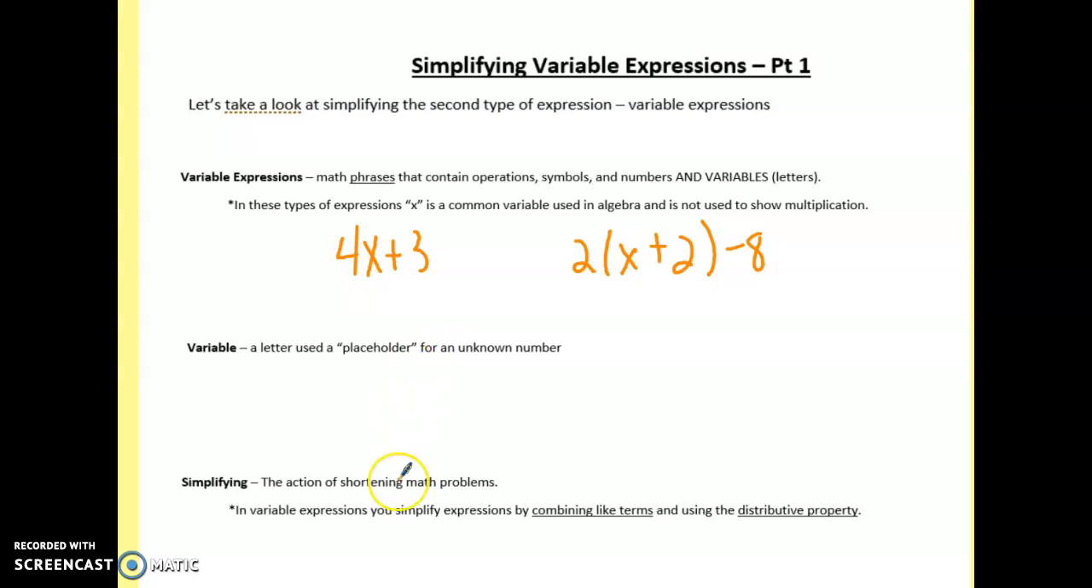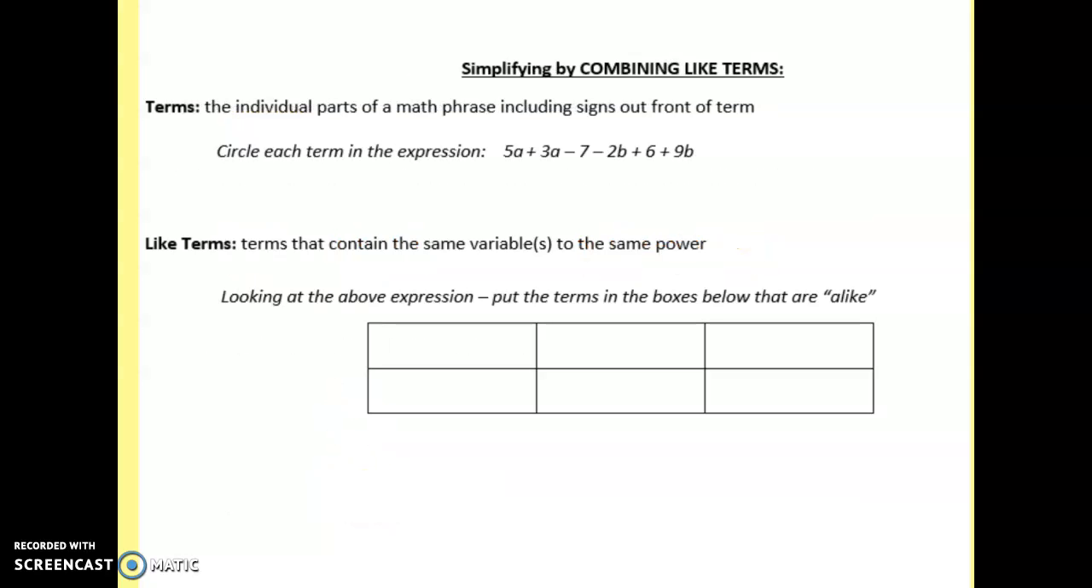And just to clarify again, simplifying is the action of shortening math problems, so putting things together. We can do that in two ways with variable expressions. We can't get them down to one simple answer because we have unknowns, right? But we can combine like terms and use the distributive property. And hopefully those are familiar words to you. So let's take a look at combining like terms.